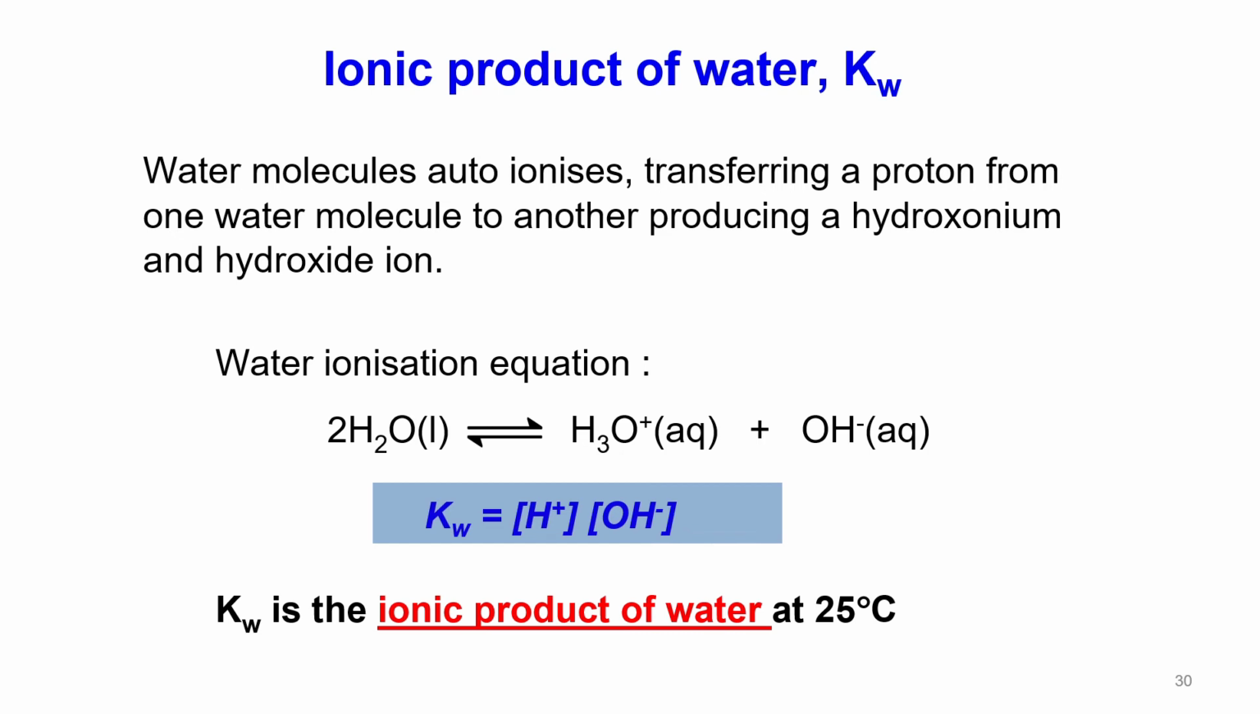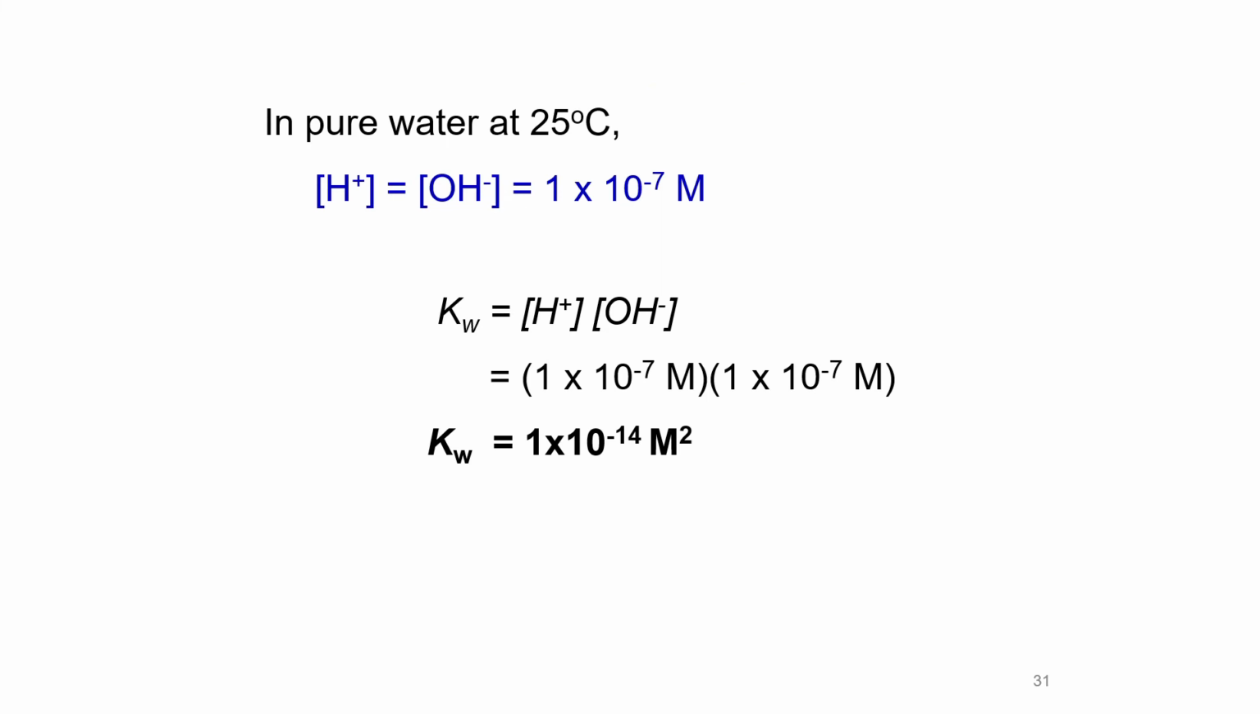So Kw is the ionic product of water at 25 degrees Celsius. In pure water at 25 degrees Celsius, the concentration of H plus is equal to OH minus, and the value is 1 exponent negative 7 molar. So Kw is equal to the concentration of H plus times OH minus. So 1 exponent negative 7 times 1 exponent negative 7 becomes 1 exponent negative 14. So pKw is equal to 14.